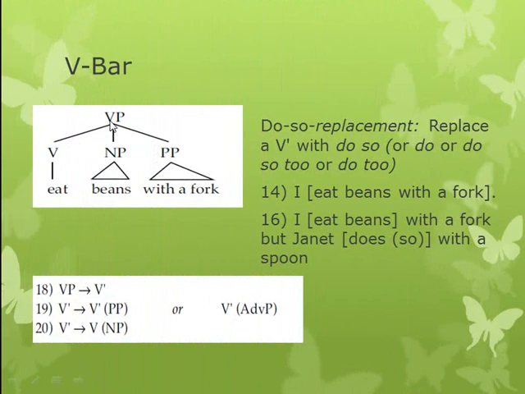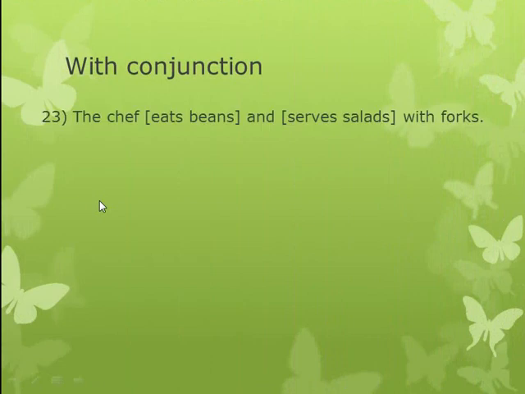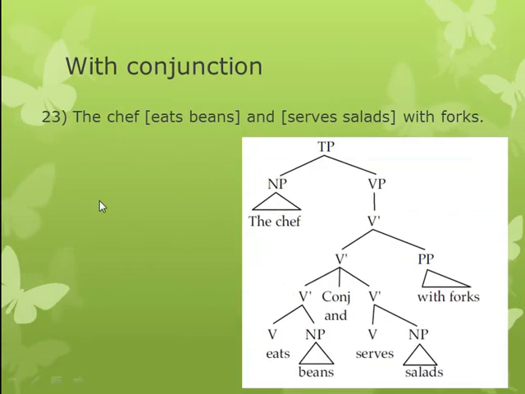Jadi nanti dibagi verb phrase consists of verb bar 1, and then verb bar 1 going down into verb bar again with prepositional phrase with the fork, and then the next verb bar consists of verb and noun phrase. Okay, so we have eat and beans. So if we have conjunction, have a look at this one. Okay, so this is how we use a verb bar.